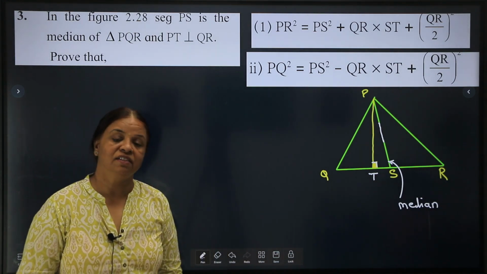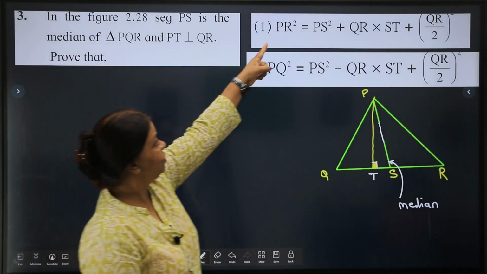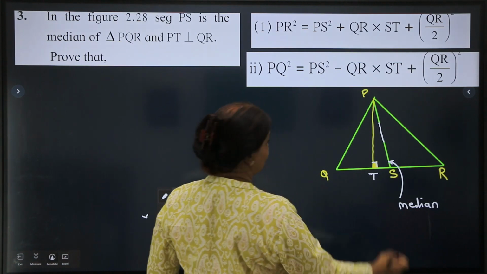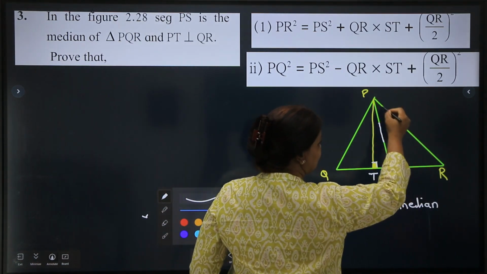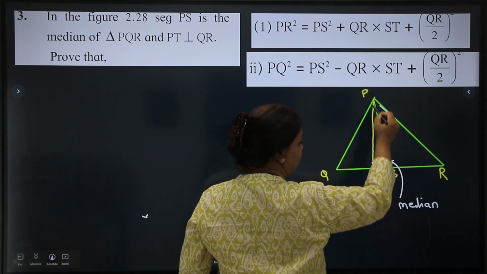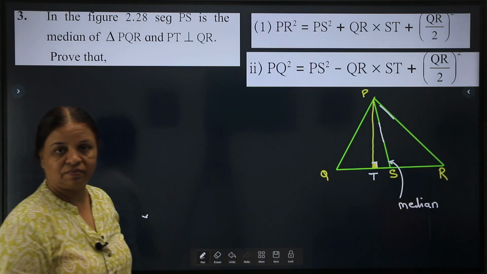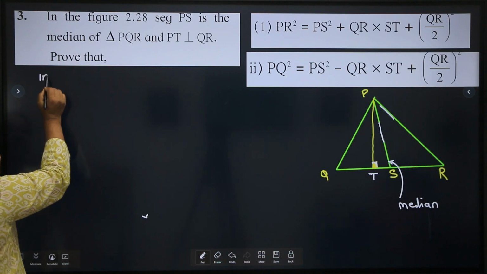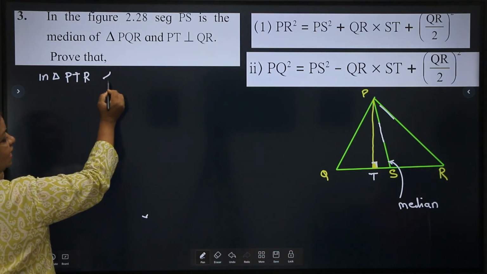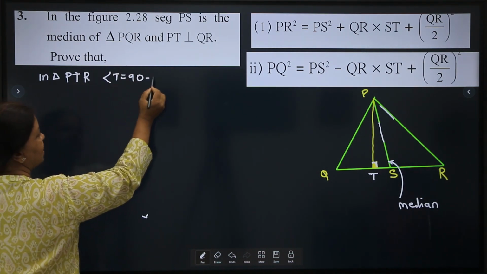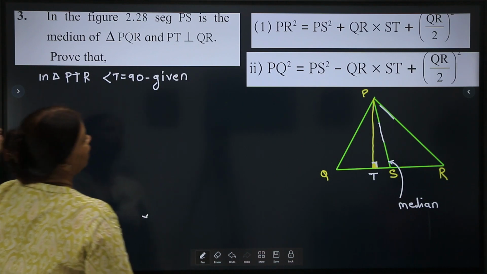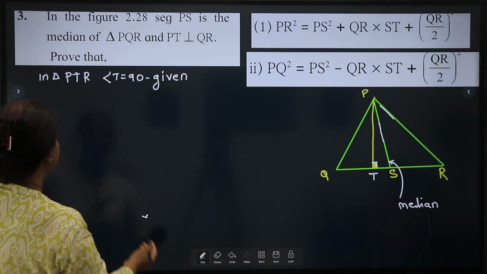See, from the question only, children, we should be trying to get the answer. What we want? PR square. Now PR square, where can we get? PR is here, and there is also 90 degree mentioned. So I will be taking triangle PTR. In triangle PTR, angle T is equal to 90 degree, and this is given, children. Why is it given? Because PT is perpendicular to QR. We can just write down given also. So I can use Pythagoras theorem here.